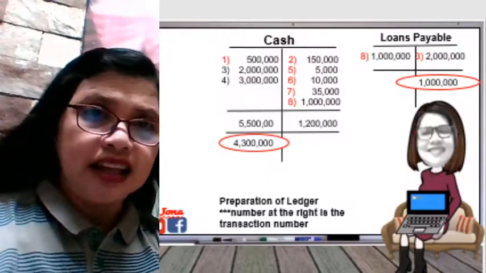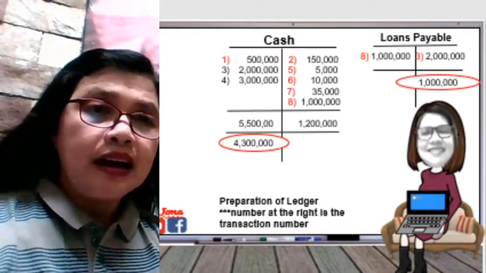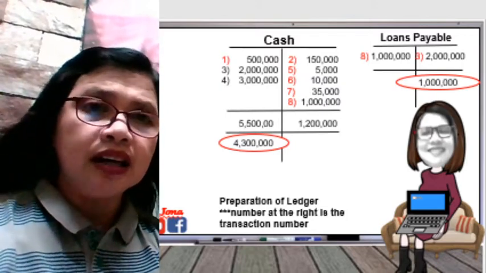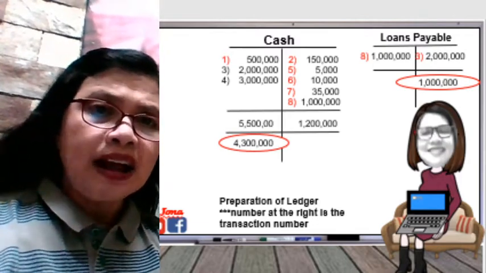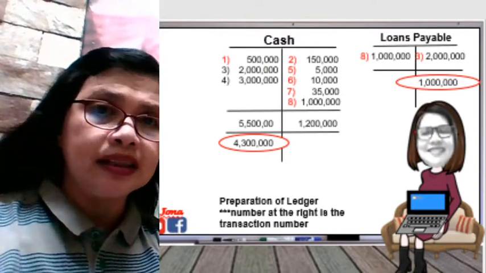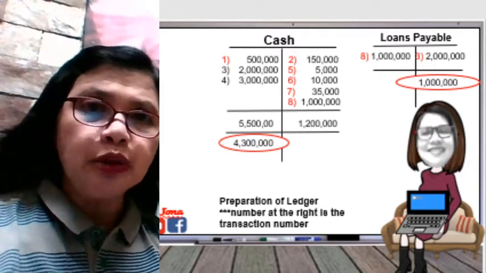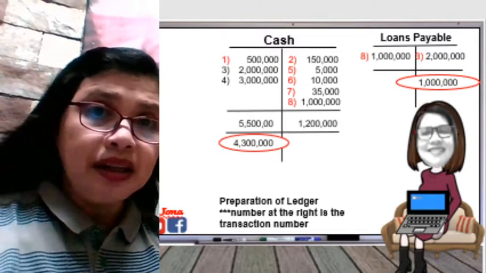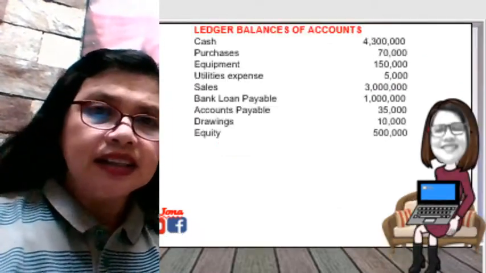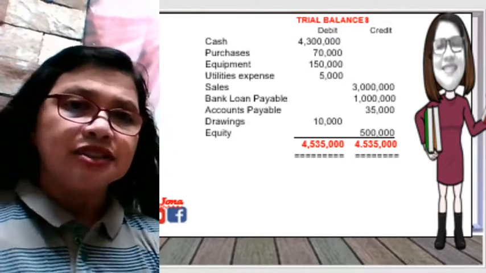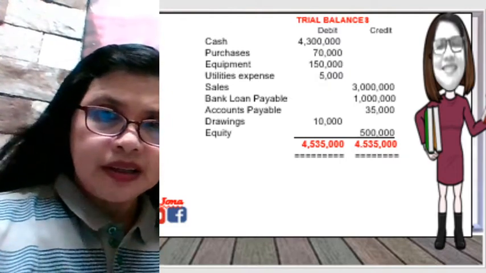Okay. Then here is the ledger. I think you already mastered how to prepare your ledger. These are the transaction numbers, and these are the corresponding transaction values. Okay, so the cash account has a new balance of 4,300,000. Take note, the beginning balance of cash is 500,000. Okay, then the loans payable is now 1 million because he paid half of the loan. Then the ledger balance, and then we can now prepare the trial balance. So the trial balance shows us the debit column and the credit column.